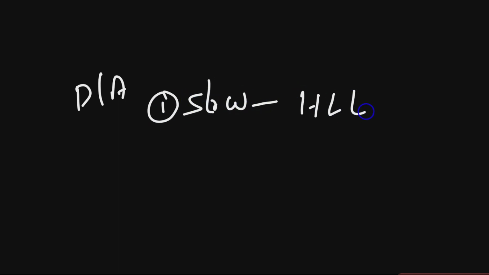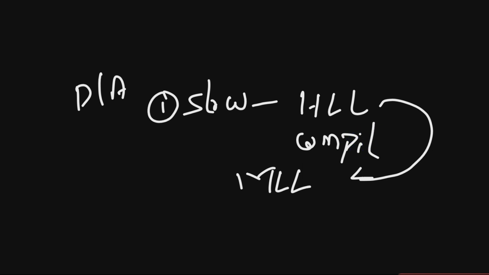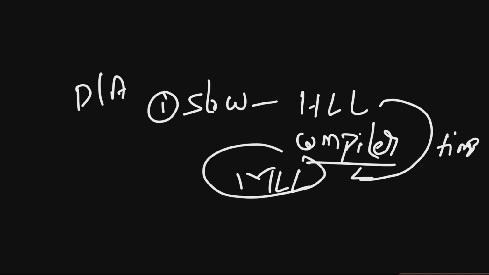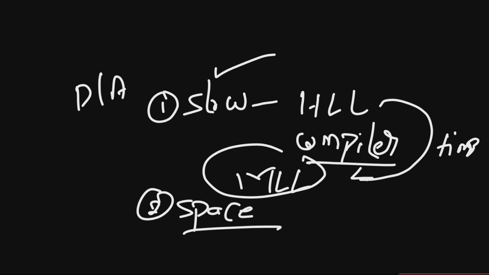Now let us see what the disadvantages are. The disadvantage is it is very slow, because we have written the program in high level language. I need to convert this high level language to machine level language using a compiler or an assembler. So first I need to convert. It is going to take some time. Later I have to execute that. So it takes too much time. It executes very slowly, and it also occupies more space. This is called the high level language.